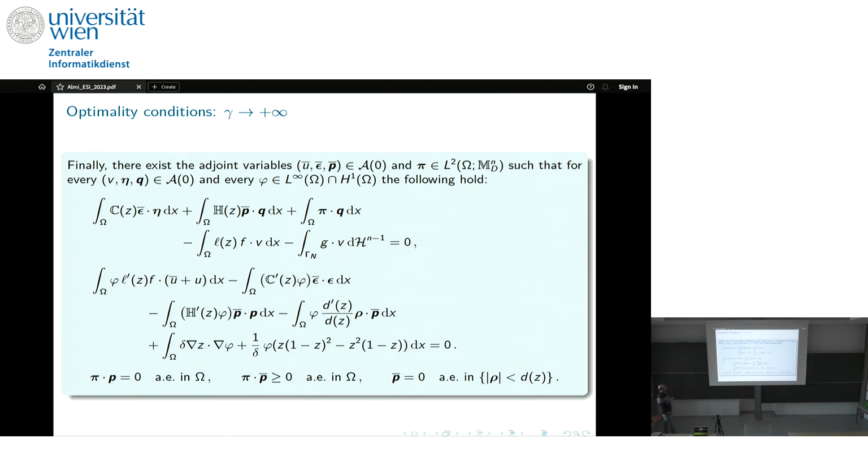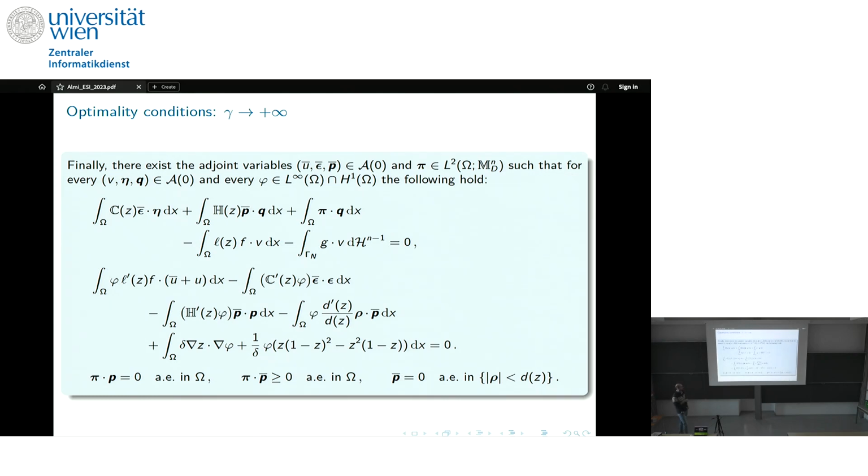Then the second one is simply the optimality of the cost functional. And finally, the third set of equations or inequalities is telling you that this pi is not really in a random space. So here you have that it is orthogonal to P, but P you know because you solved the optimality problem. It lies in the same half space of P bar.